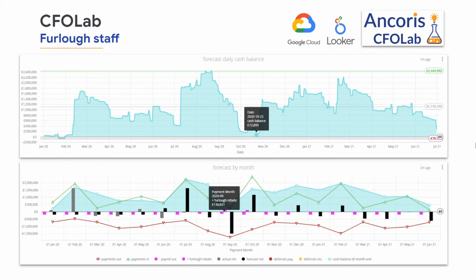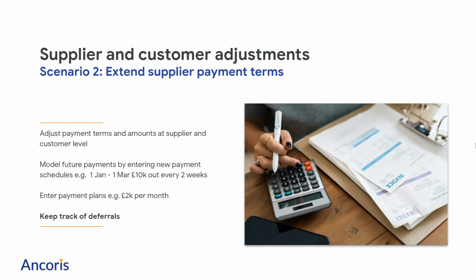You'll also notice on the forecast by month chart at the bottom, if you remember the pink blocks here are payroll, and you'll notice that there's now a positive payroll amount. So this is effectively the furlough rebate of just over 130K that comes in 10 days after that PAYE date. Again, both dates are configurable in CFOLab. And we furloughed for 2 months, hence why we see 2 deferred payments coming in. Okay, so that was furloughing.